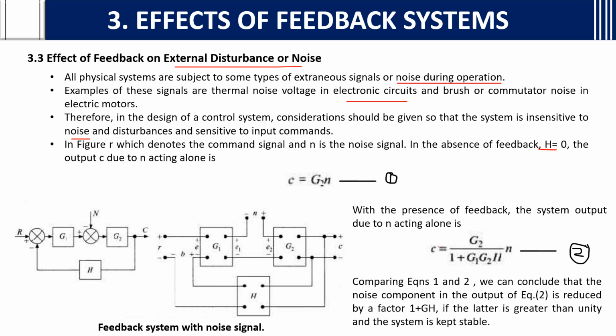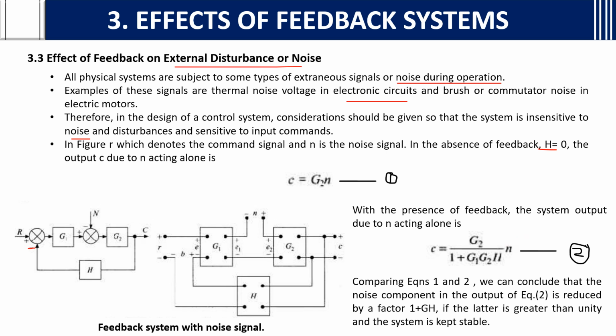Here the output C equals G2 by 1 plus G1 G2 H into N. The 1 is there in the formula because the feedback is negative, so you take the plus in the denominator. G2 into N is when H is 0, and when H is not 0, you get this denominator as well in the equation.